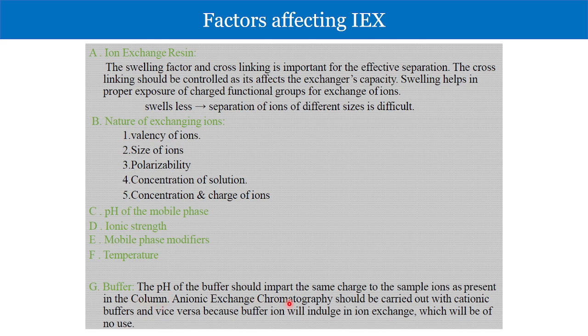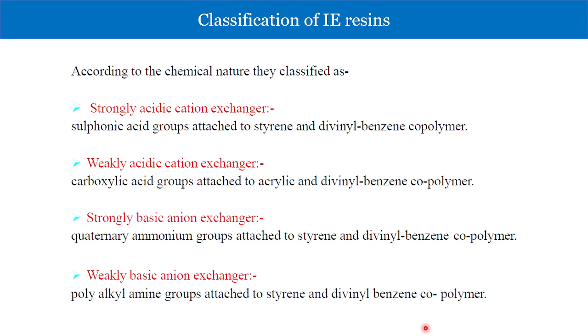The pH of the buffer should impart the same charge to the sample ions as present in the column. Like anion exchange chromatography should be carried out with cationic buffers and vice versa, because the buffer ion will indulge in the ion exchange, which will be of no use, and then your protein does not bind, and ultimately it just elutes out in the first step, right?